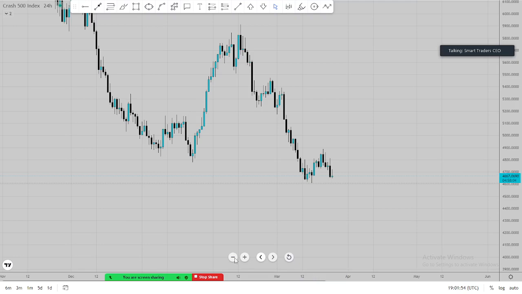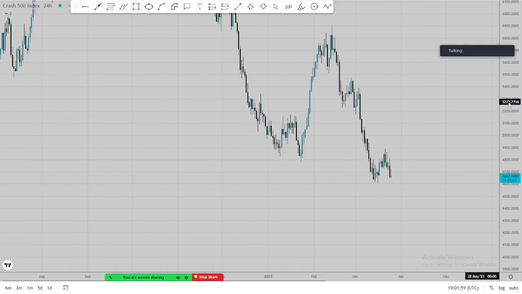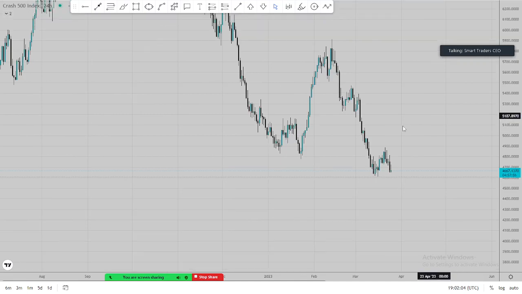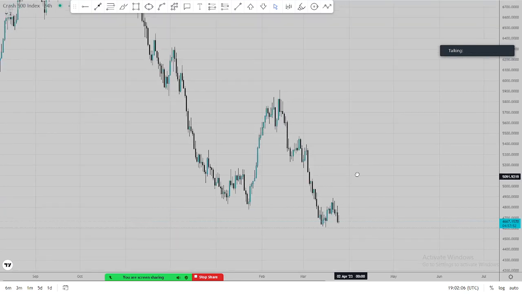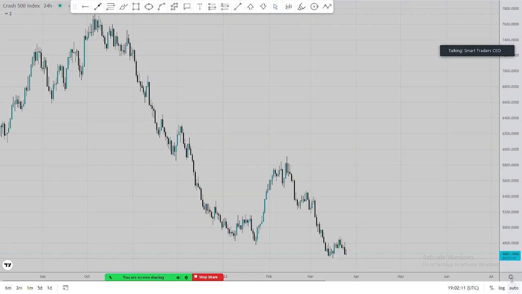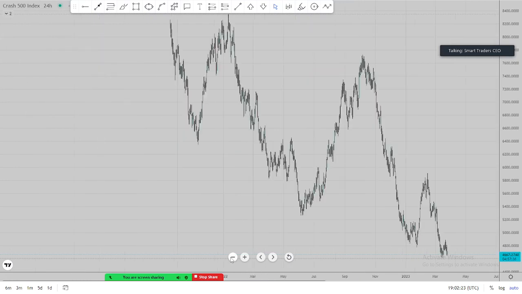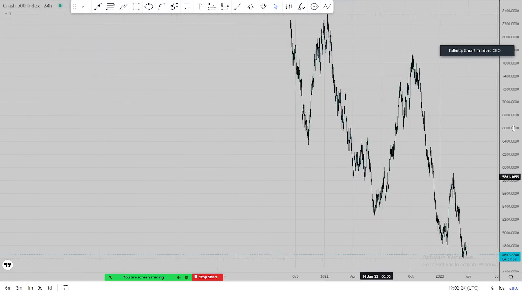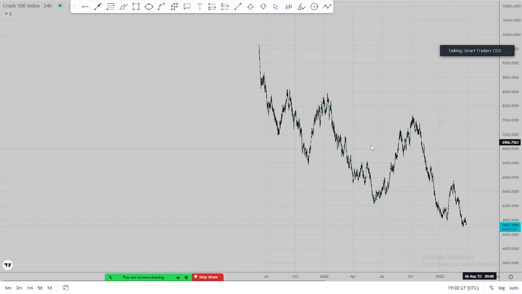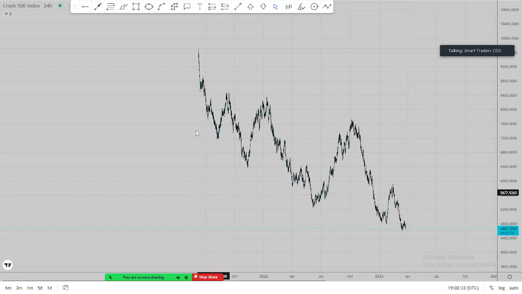So this is crash 500. As you can see, this is crash 500, and if you check what is happening, even if you want to zoom out, you can zoom out and actually see what is happening. Let's start with the zoom out and see. Zooming out, we can all see that crash 500 is sort of following a bearish trend. It has been downtrending ever since it was launched in 2019.